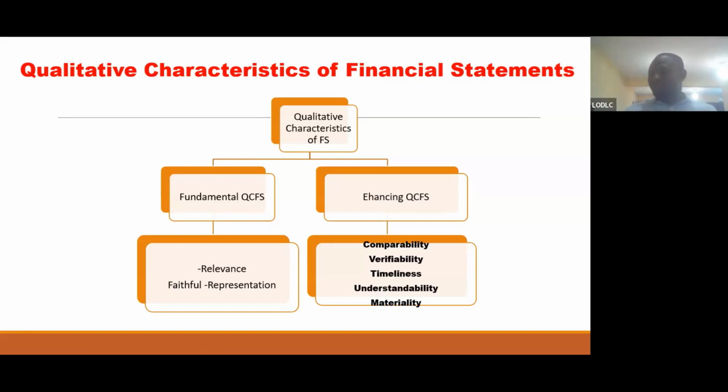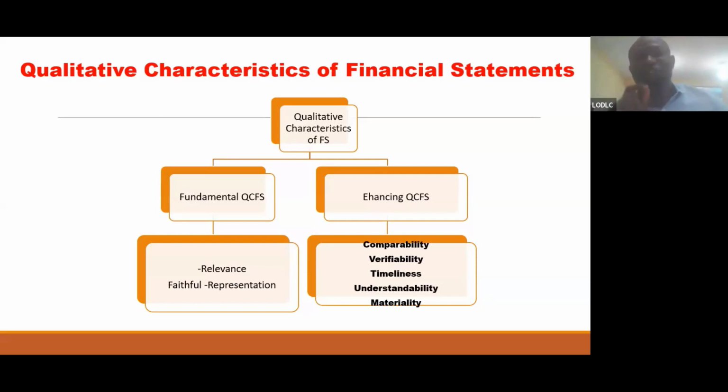So under relevance, the relevance of information is affected by two things. The first one is the nature and the materiality of the information. When we say that information is material, it simply means that its omission or misstatement can influence the decision of the users. Any information that cannot influence the decision making of a user is not material.